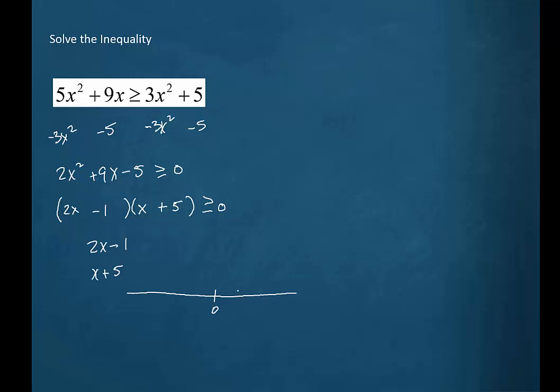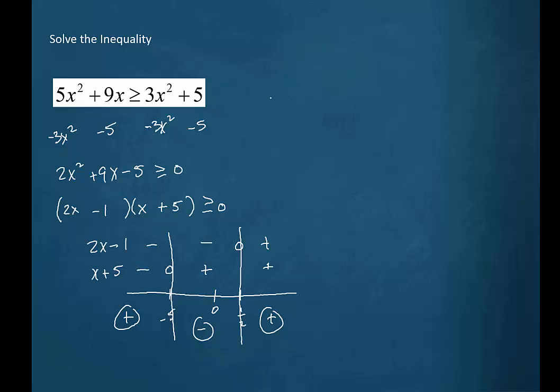2x - 1 is 0 when x is a half. And x + 5 is 0 when x is -5. So we line up our zeros again and show how we have the number line broken up. And then map our signs. 2x - 1 is negative to the left, positive to the right. x + 5 is negative to the left, positive to the right. And then see what we have here. We have two negatives, and when they're multiplied together, as we have here, that result will be positive. If we have opposites multiplied together, that result is negative, and if we have two positives multiplied together, that result is positive.